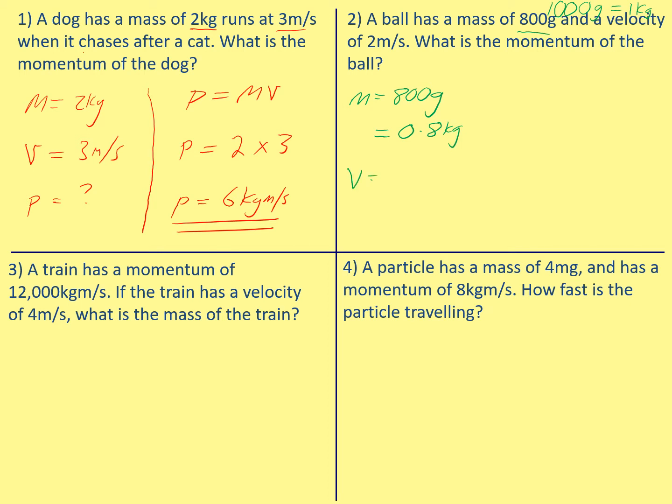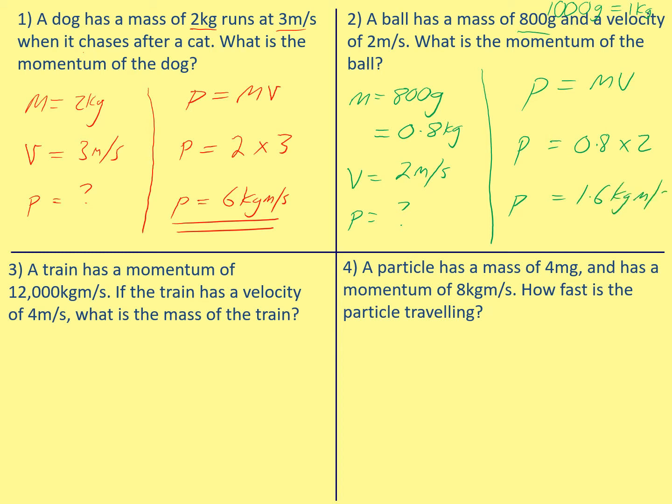The velocity is 2 meters a second. And what is the momentum of the ball? Draw a line. So far, I've just taken numbers from the question. Write down the equation, P equals mv. We don't know P, so I'll leave that as P. We do know m, it's 0.8. And we do know v, so times 2. And now we're just left with 0.8 times 2, which is 1.6 kilograms meters per second.